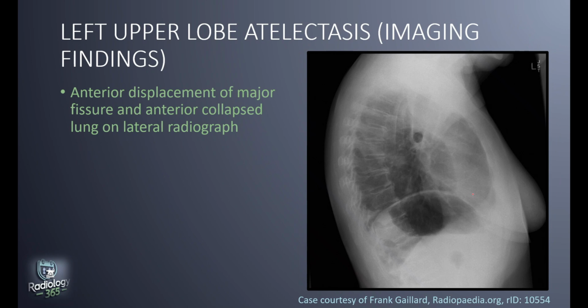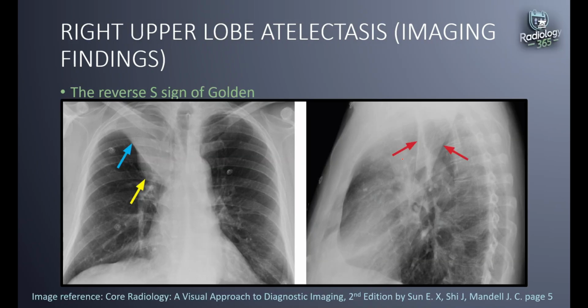Then on the lateral image, as you can see, there is anterior displacement of the major fissure. The major fissure should be moving this way. However, you can see that it's actually displaced anteriorly, so all the way here. And now there is this opacity in the anterior part of the left lung. So that tells us that there is a left upper lobe collapse.